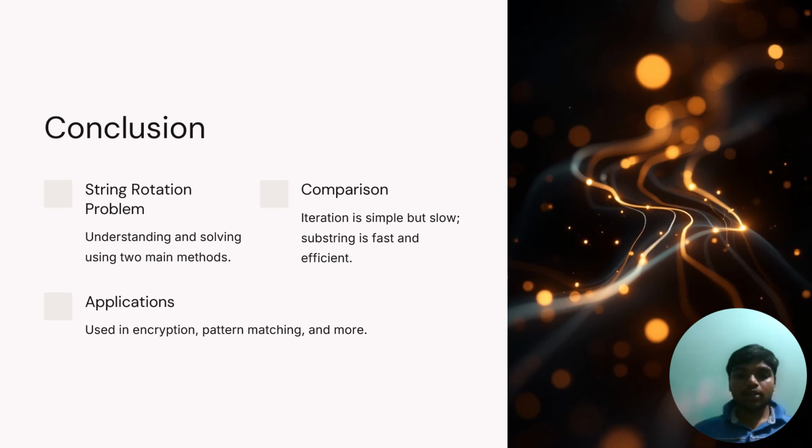Conclusion: string rotation problems, comparison, applications. String rotation problems. Understanding and solving using two main methods, left rotation and right rotation, for a string. Comparison: iteration is simple but slow. Slicing is fast and efficient. Applications: used in encryption, pattern matching, and more like game development.